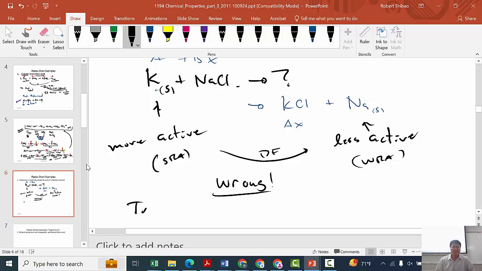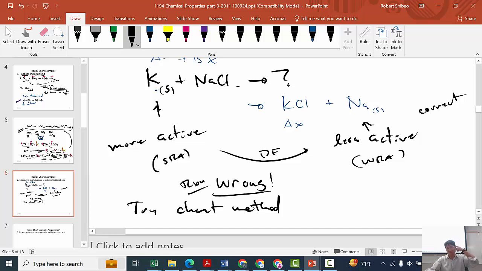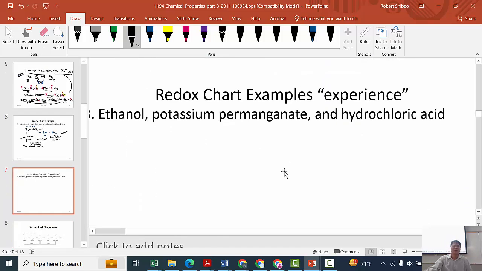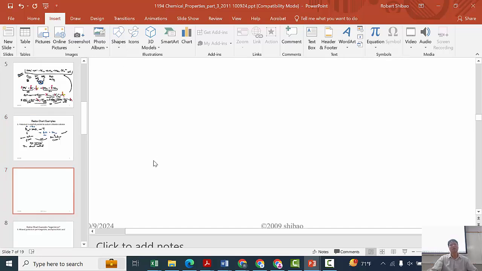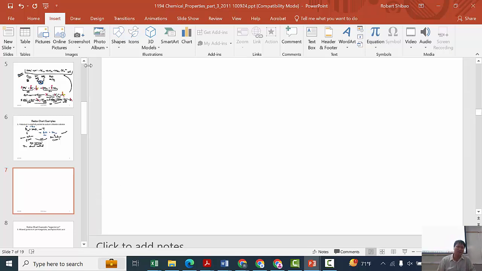And so what we're going to do is we're going to try the chart method. Although this is correct, you know, it's the wrong reaction. So we'll try the chart method here. And so the first step in the chart method is I'm going to inventory the major species present. And so I'm going to have potassium solid, I'm going to have sodium ions, I'm going to have chloride ions, and I'm going to have one more. What's the one more species? Water.